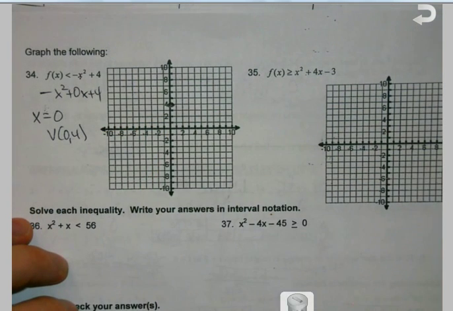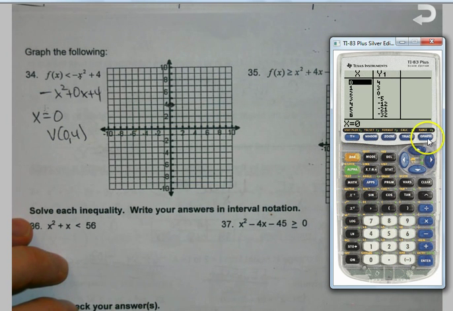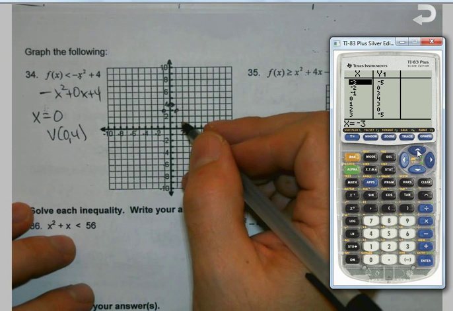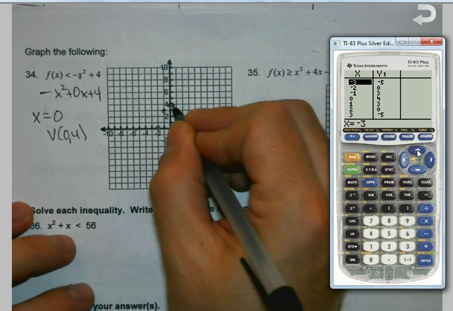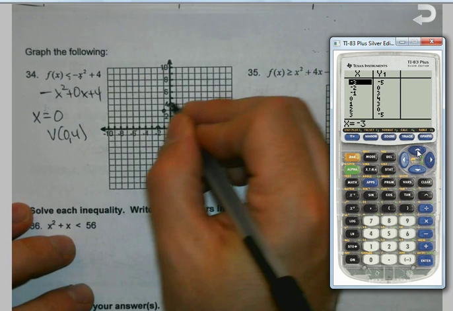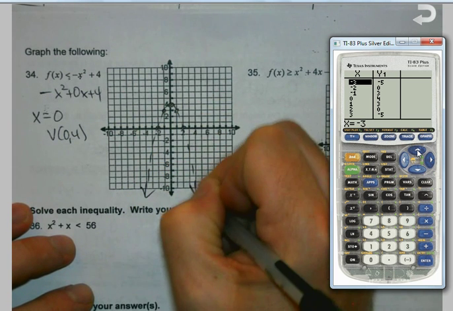And again, this is one of those where I want to save myself some time when I can. So -x squared plus 4, give me a chart. -1 and 1 are at 3. -2 and 2 are at 0. It's dotted because, again, it's just not or equal to. That does make a difference.